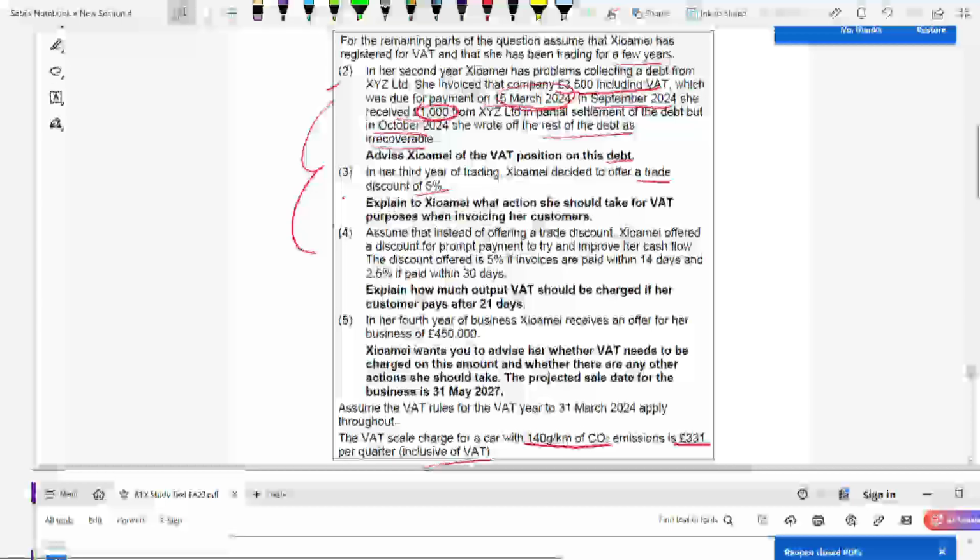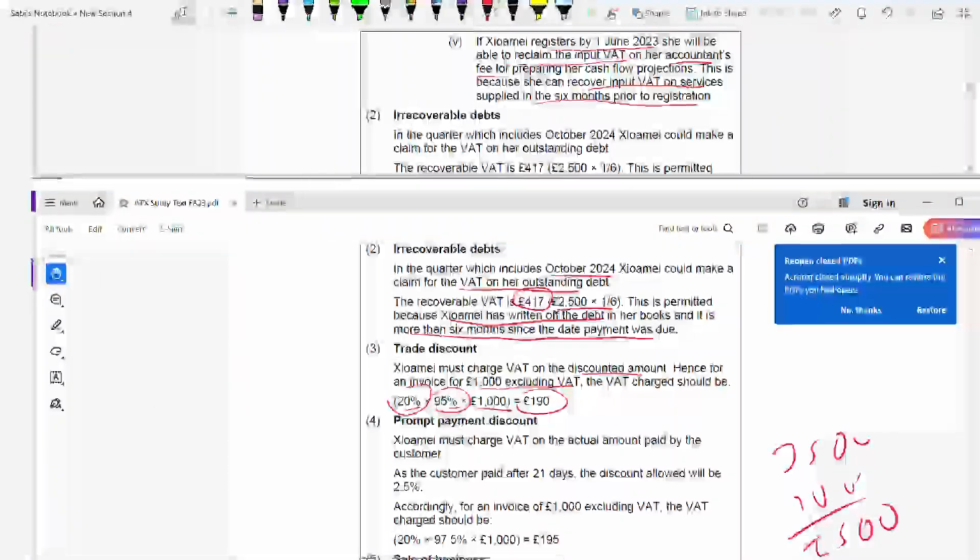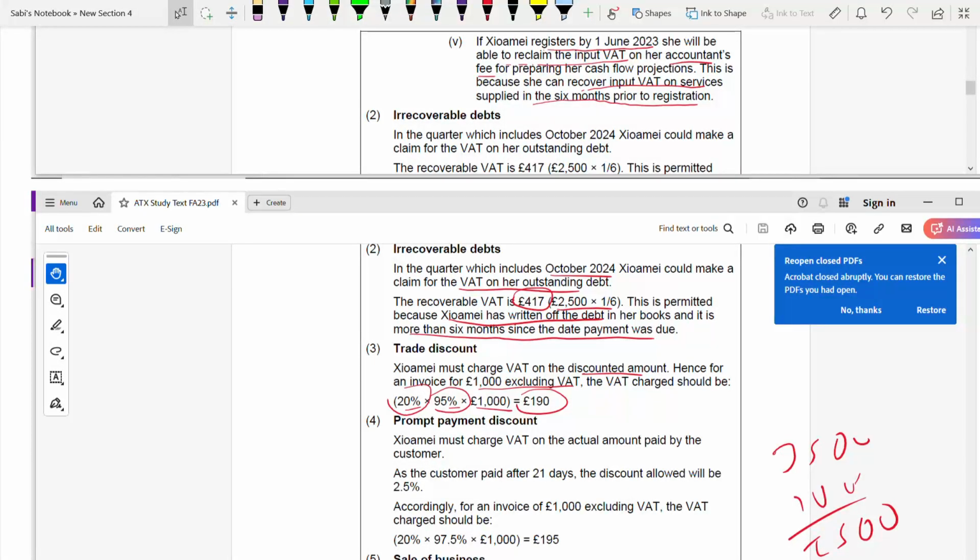Okay, so the fourth one. I'm sorry, it's not on this 1000. It's just they've not given the 1000 anywhere. They are giving you an example. They are saying for an invoice 1000 excluding VAT, this should be the way. That means on the discounted price you have to charge the VAT. You can give any example.